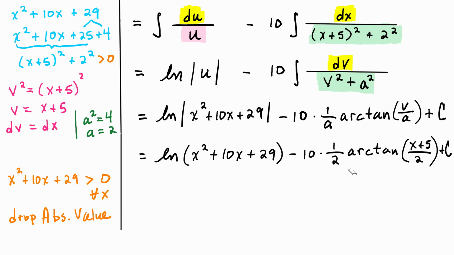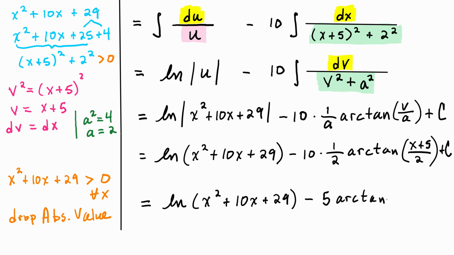And then, of course, this 10 times a half can be simplified, so this becomes equal to natural log of the quantity x squared plus 10x plus 29 minus 5 times the arctangent of x plus 5 over 2 plus c.